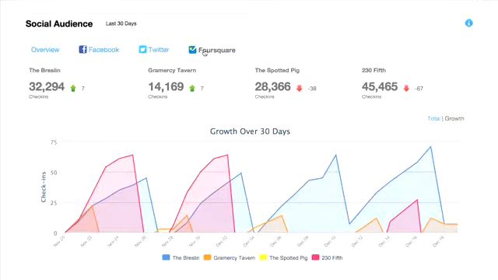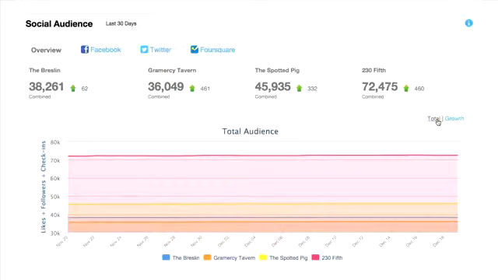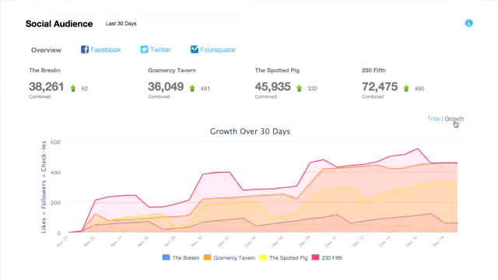You can track the total social audience and social audience growth by toggling between the total and growth links on the top right corner of the graph. Total shows the total audience size over time. Growth tracks social audience change over a 30-day period. After 30 days, growth will reset to 0.